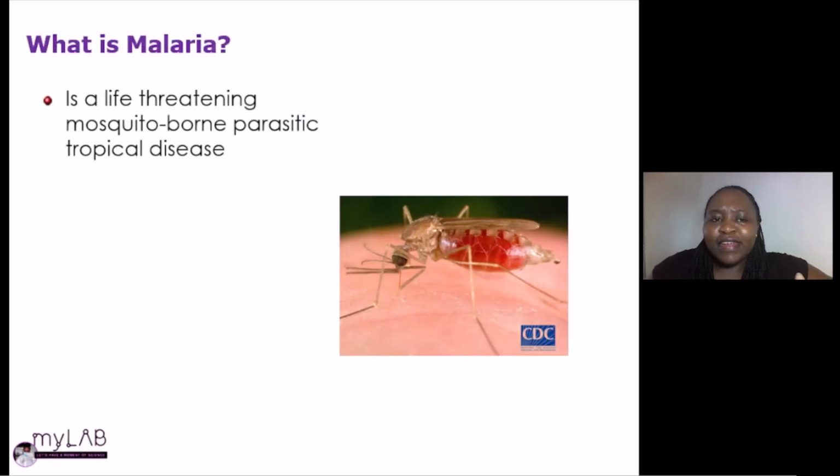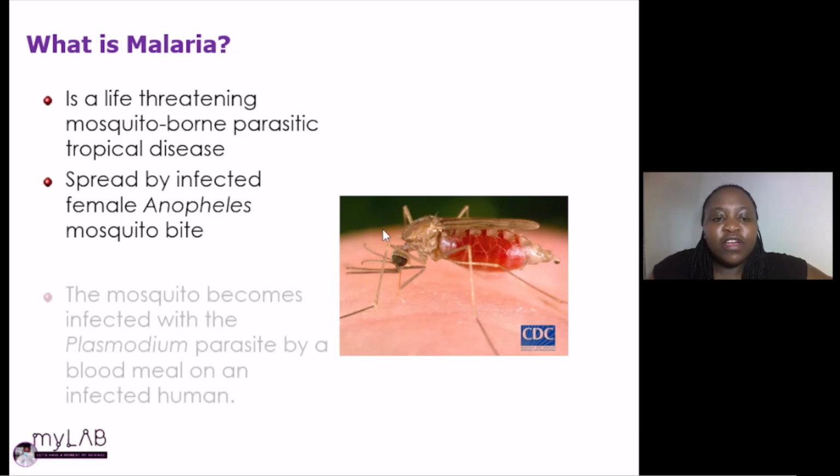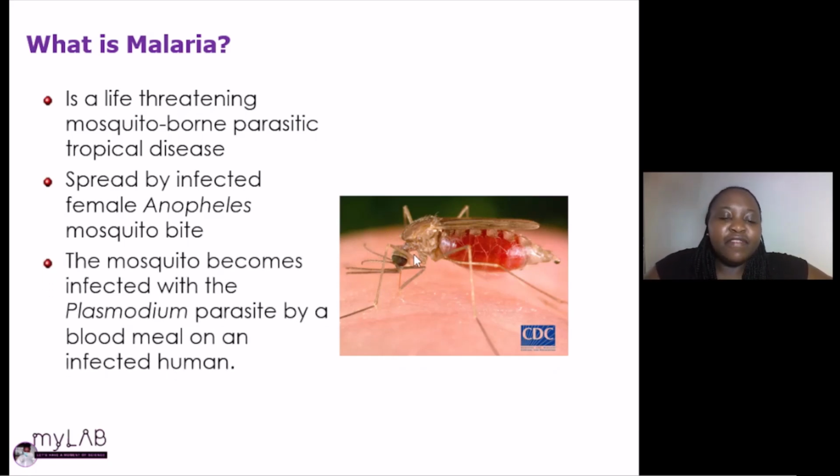So, what is malaria? First of all, it's a life-threatening disease that occurs in the tropics and subtropics, and it is a mosquito-borne parasitic tropical disease because it is usually spread by an infected female Anopheles mosquito. And you can see this is this female Anopheles mosquito, and this mosquito will become infected with the Plasmodium parasite after it has had a blood meal on an infected human.